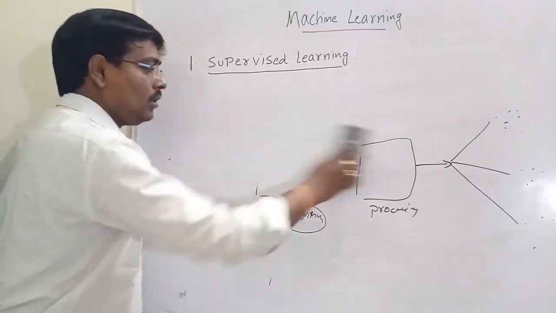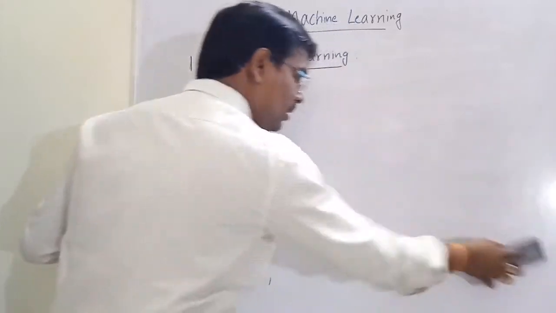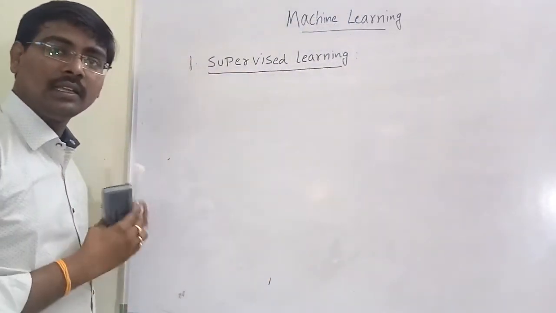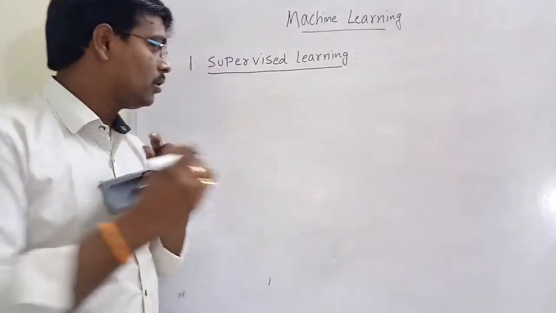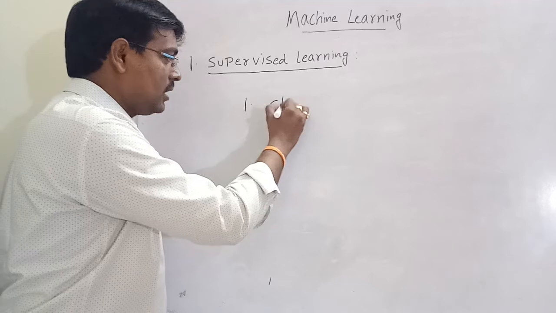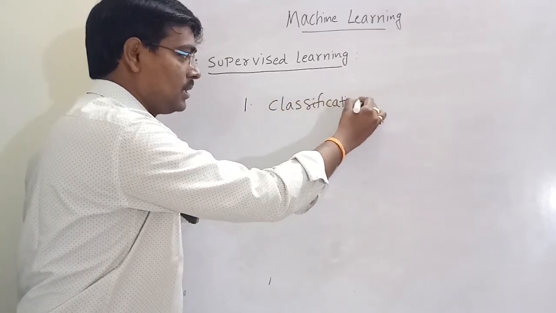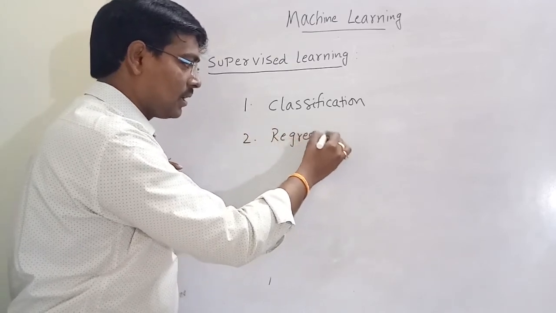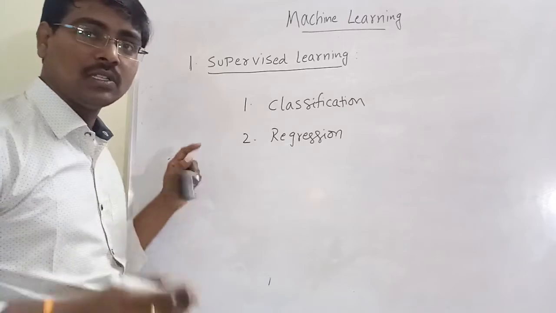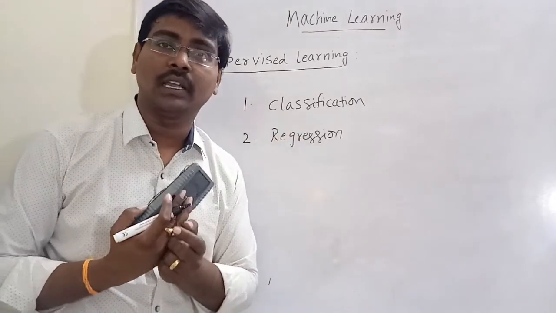Now, based on the data, supervised learning is divided into two categories. One is classification, and the second one is regression. Supervised learning has two types: one is the classification problem, the second one is the regression problem.